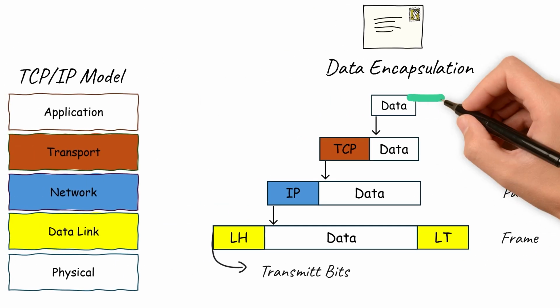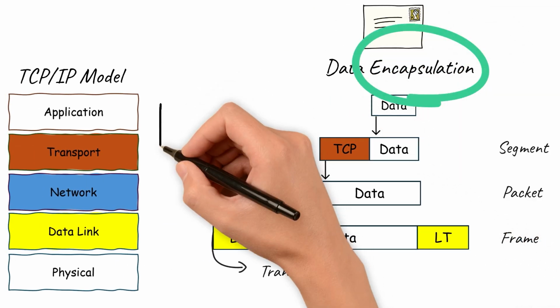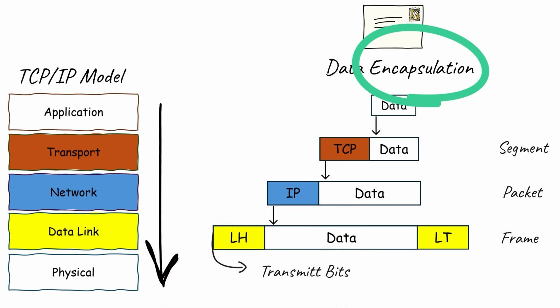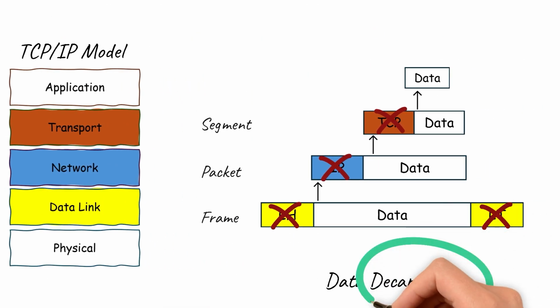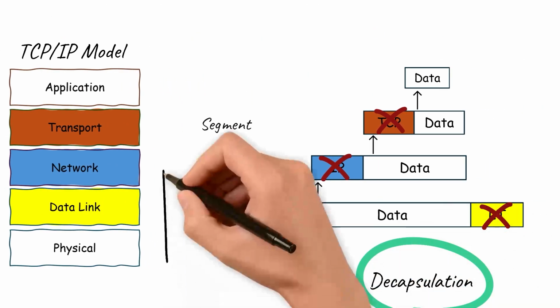So usually, the sender does the encapsulation, starting from the top layer and going down, and the receiver does the decapsulation, starting from the bottom layer and moving up.